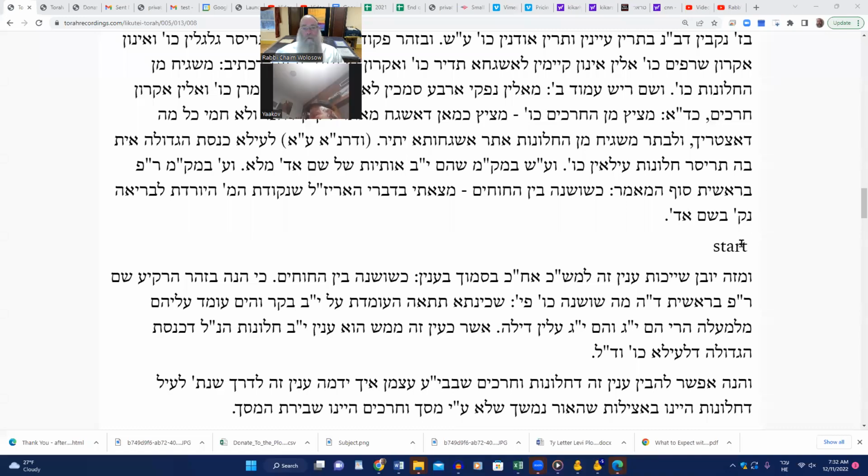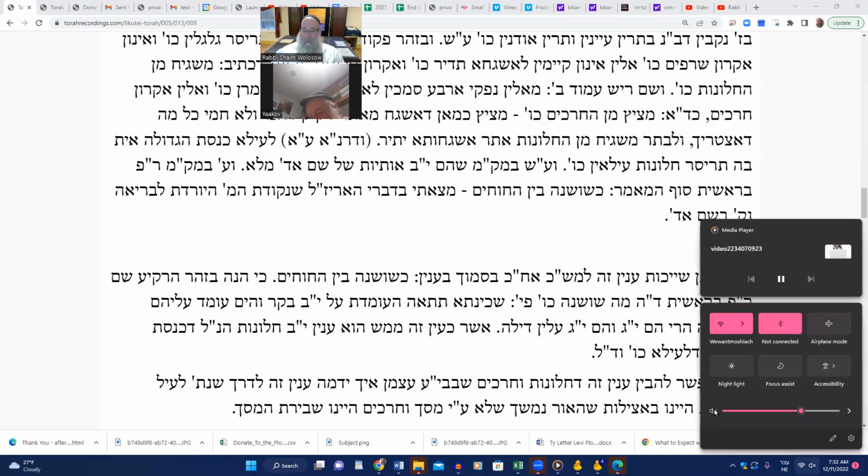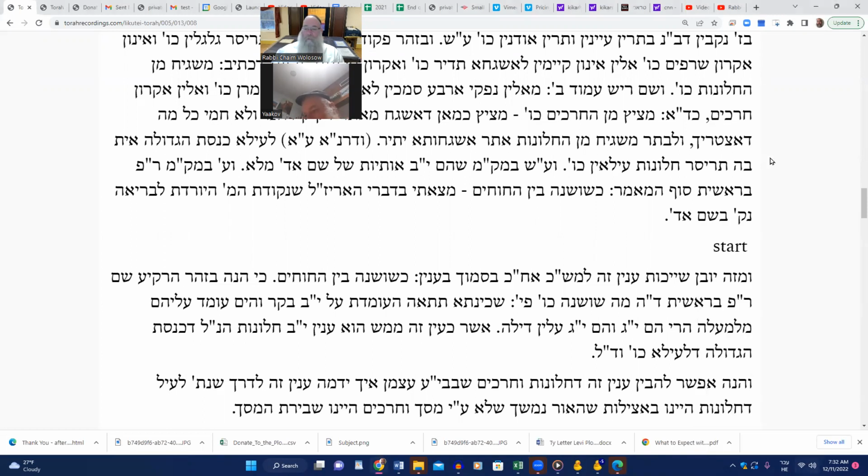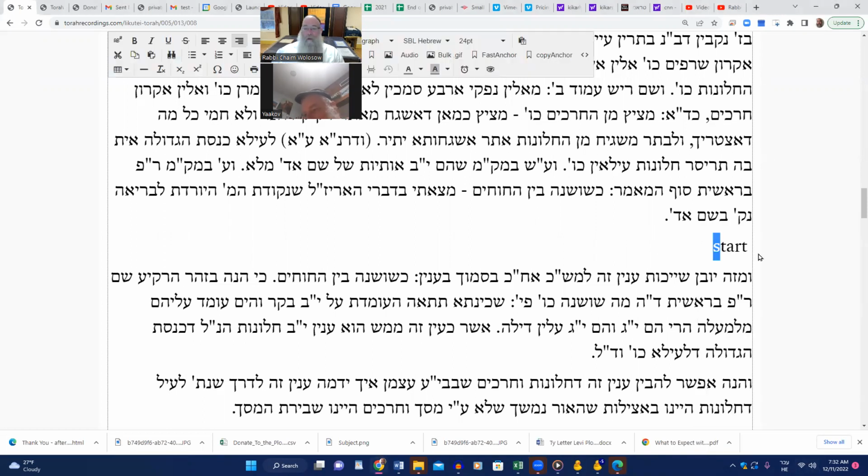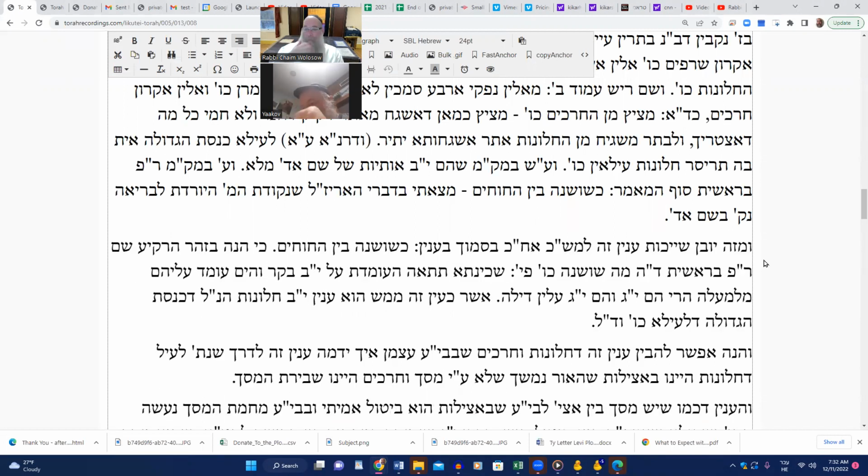Right, we're starting from Mezeh Yuvon Shaychus Inyan Zeh. So from this, we understand the connection. We were discussing before the idea of the windows and the cracks. And he talked about that there were 12 windows. And he wants to tie this also to the idea of the rose.